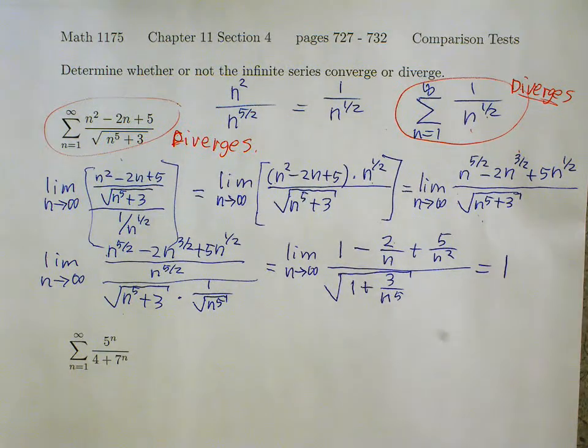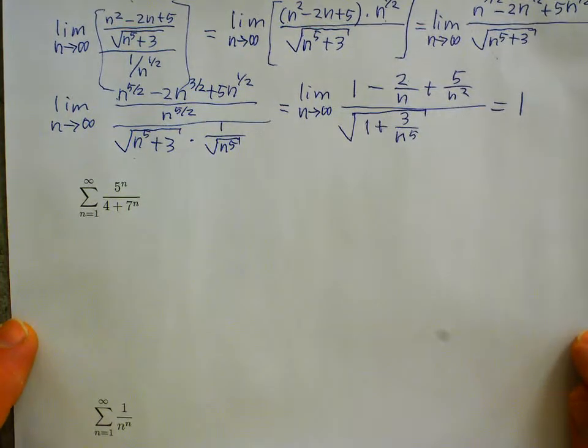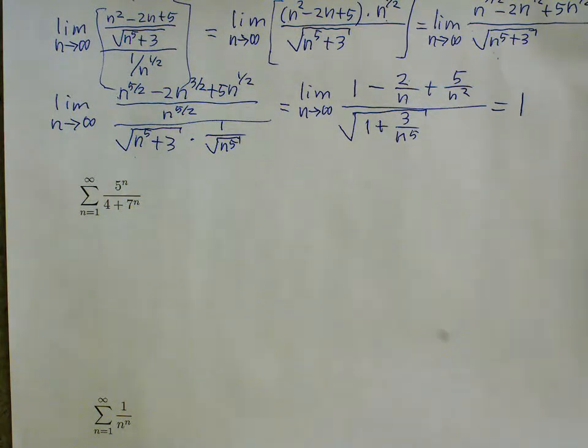Okay, in the next example, the series of the terms 5 to the n divided by 4 plus 7 to the n as n ranges from 1 to infinity.